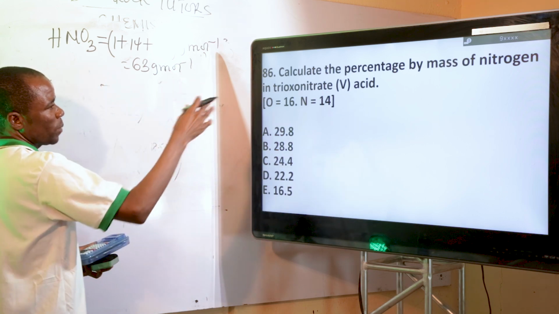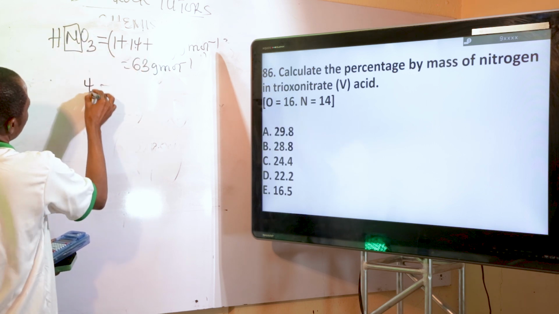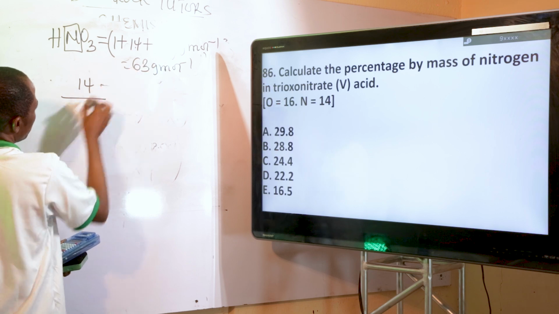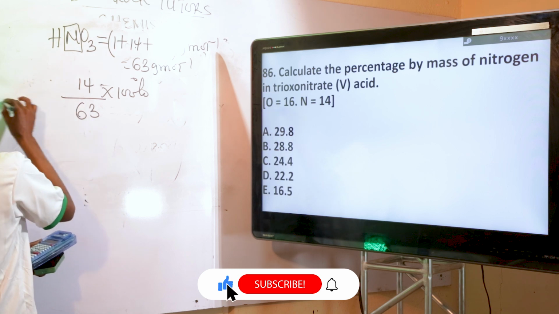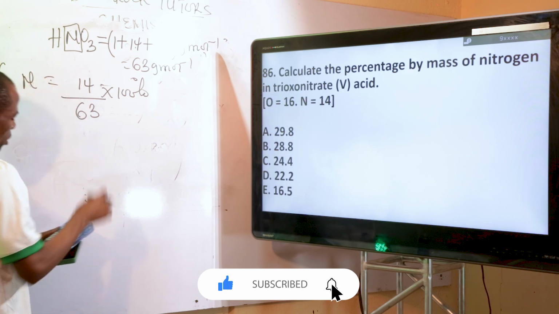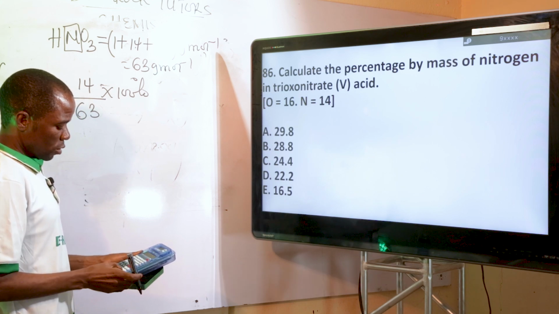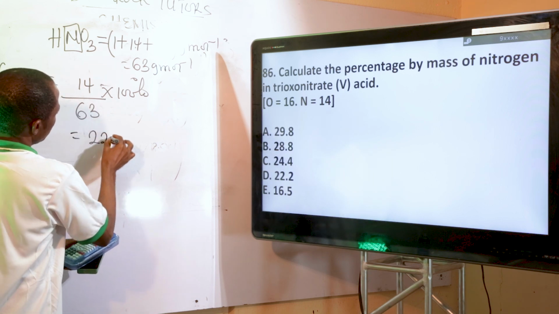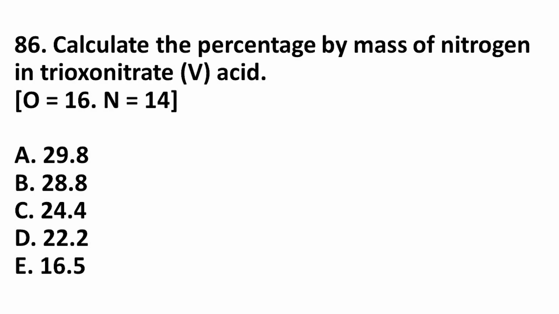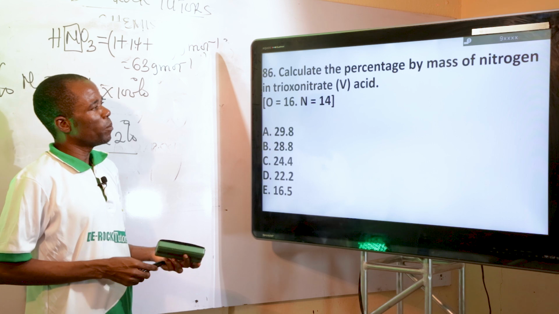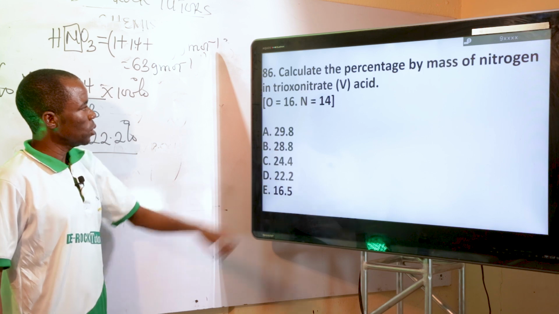But we are asked to calculate the percentage by mass of nitrogen. Nitrogen has an atomic mass of 14. So that's 14 all over the total molar mass, 63, multiplied by 100%. That's going to be the percentage of nitrogen. And using our calculator, 14 divided by 63 multiplied by 100 gives us 22.2%. And if you look at the options, that is definitely option D. So the percentage by mass of nitrogen in nitric acid, which is trioxonitrate(V) acid, is 22.2.